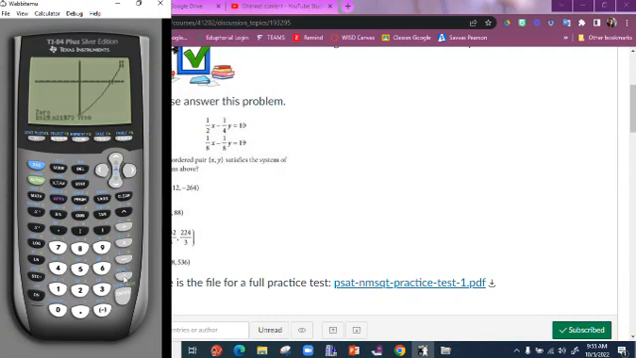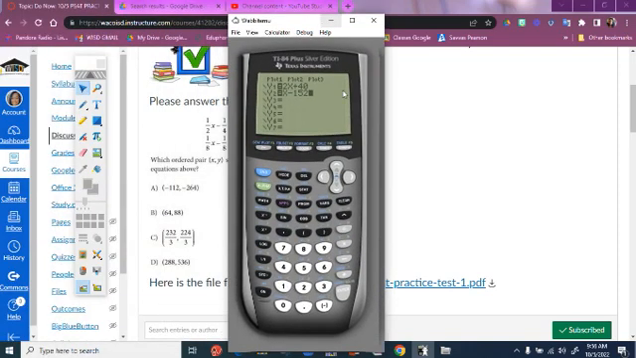I'm going to reset my calculator. Second plus 7, 1, 2. And what was our first equation? 2x plus 40. And our second equation was? It was x minus 152. So now that you have that in there, you want to graph.